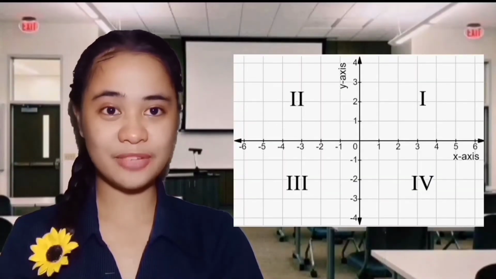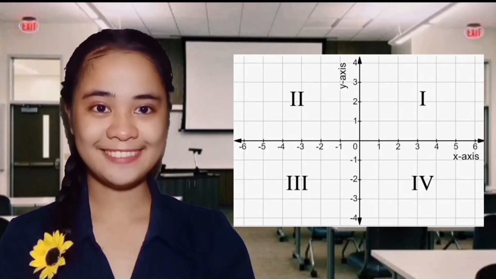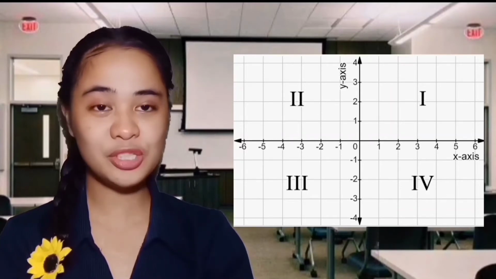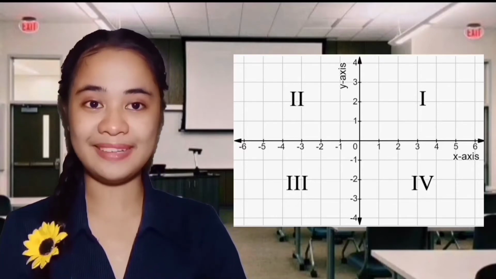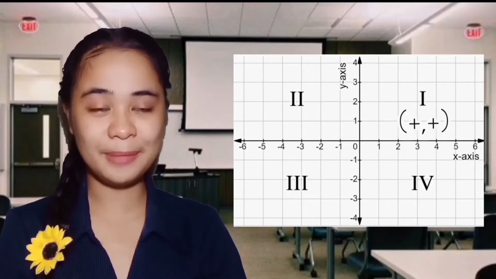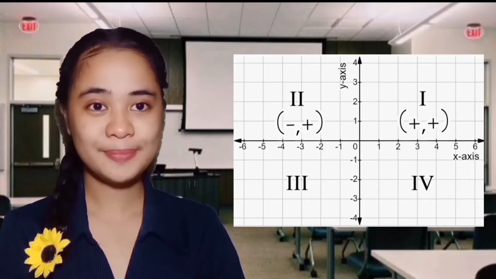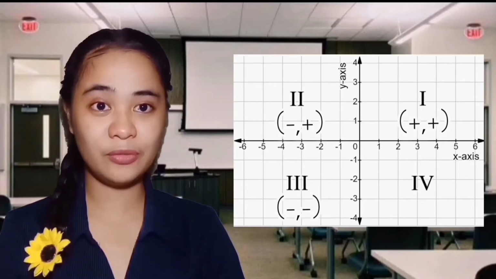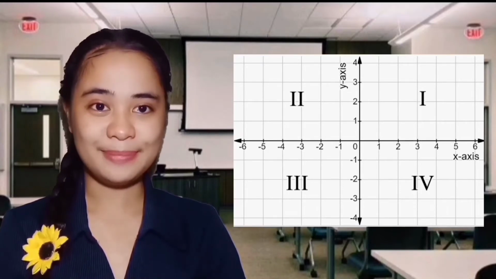Remember that the signs of the coordinates in every quadrant are different. When we say coordinate, it is a set of two values that shows an exact position. So for the first quadrant, the signs of the coordinates are positive, positive. For the second quadrant, we have negative, positive. For the third quadrant, we have negative, negative. And for the fourth quadrant, we have positive, negative.